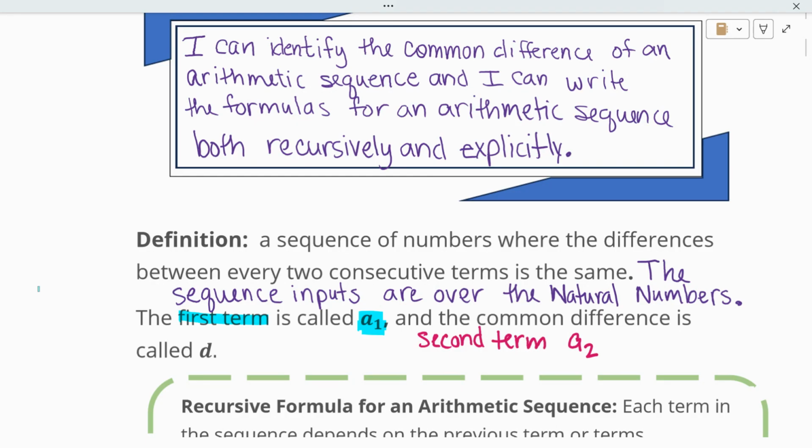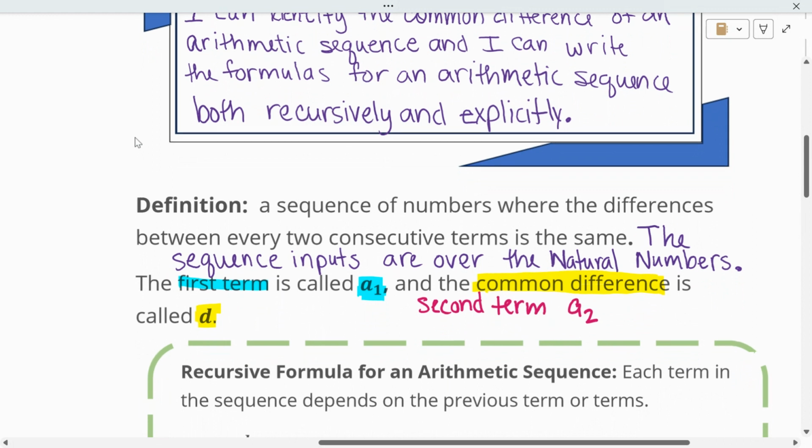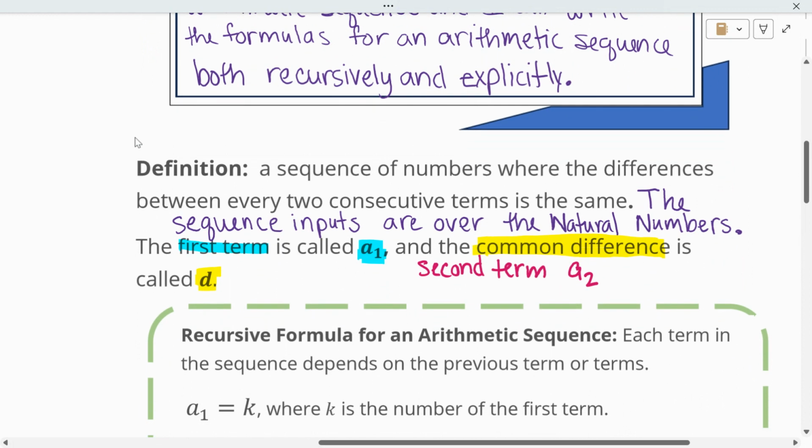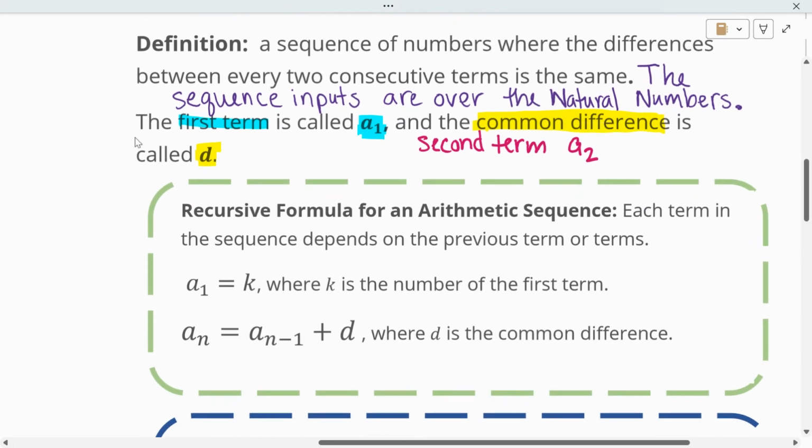The other thing that we need to know is this common difference. And in the formula, the common difference is called lowercase d. That's what the common difference is. It's called the lowercase d, okay? So I would highlight that, underline it, something. Remember, you guys have highlighters in the little buckets in front of your desks. That's why they're there. Highlight things that are important.